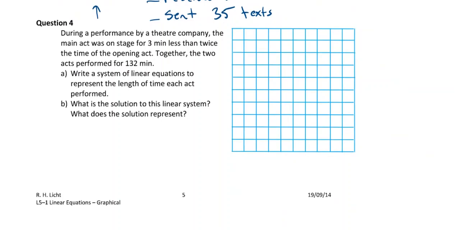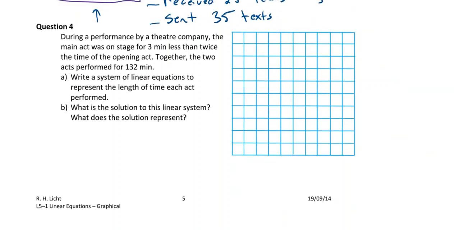All right, number 4. Same thing, we just have a different situation now. The hardest part is probably just writing out the two systems. So let's read this one.